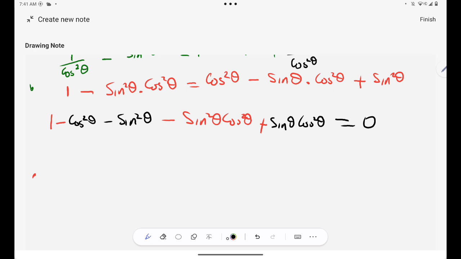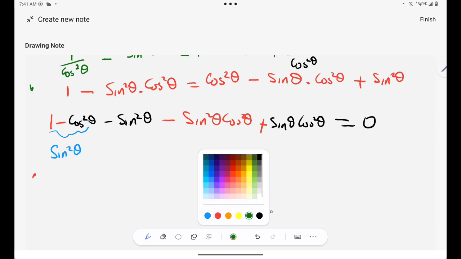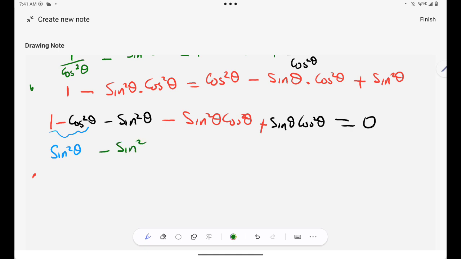Okay, I can change this part here into one thing. I can write this as sine squared theta. Okay, remember that I still have a negative sine squared theta and a negative sine squared theta cos squared theta plus sine theta cos squared theta is 0. Are we together?